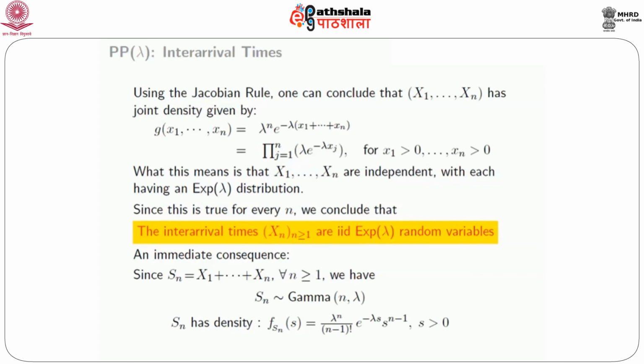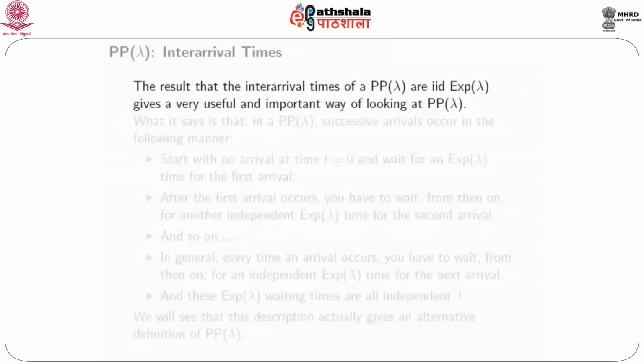As an immediate consequence, of course, since Sn is the sum of n many IID exponential random variables, and this is a very standard result, Sn has to be the gamma distribution with parameters n and lambda, which means that Sn has this density. Of course, you could have obtained it from the joint density of S1, S2, ..., Sn also by integrating out other variables, but this is a direct way of finding it.